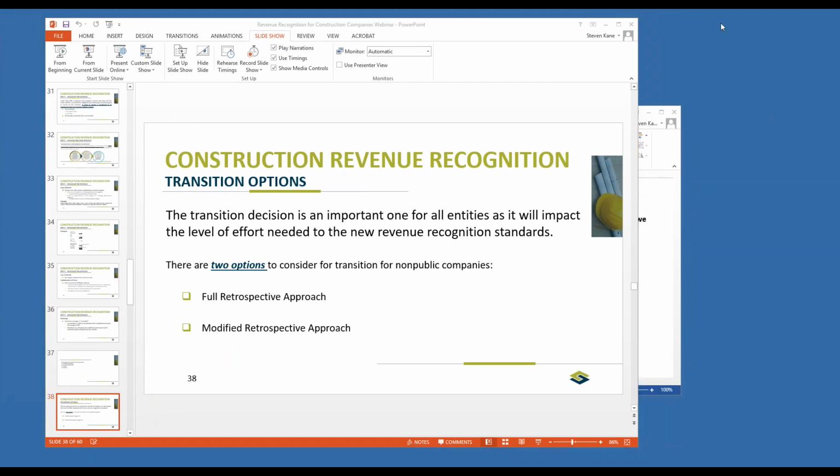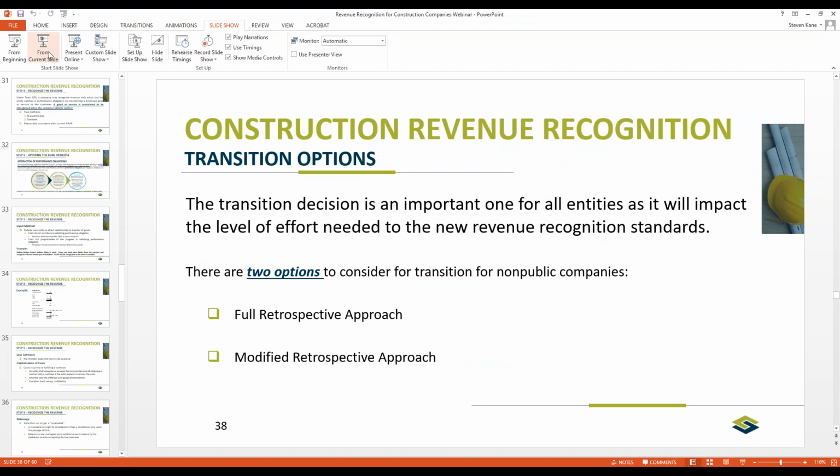Sorry about that. So for these next few sections, I'm going to talk about the different transition options. Sal touched on them in the very beginning of our presentation. After that, I'm going to talk about the disclosures that are going to be involved. And lastly, I'll talk about what we need to do to put an implementation plan together.